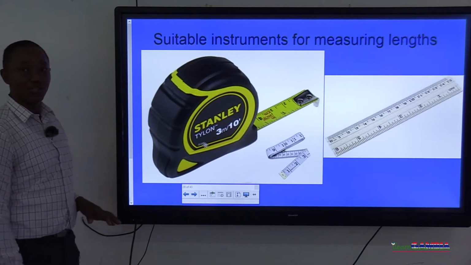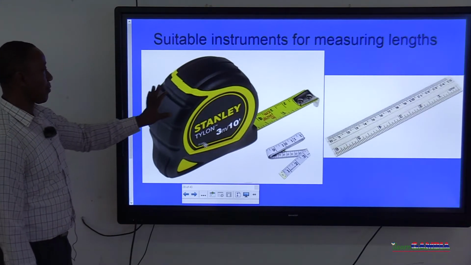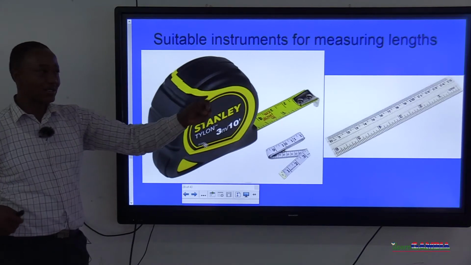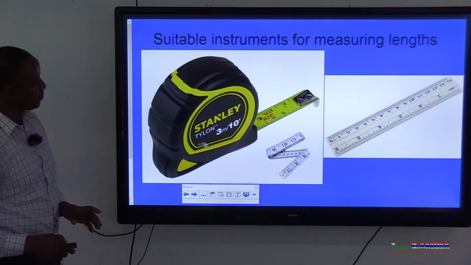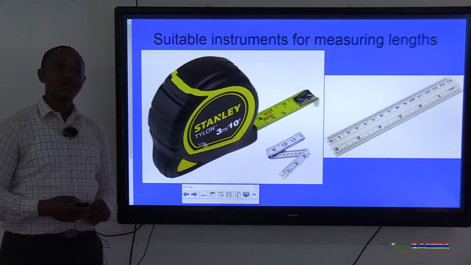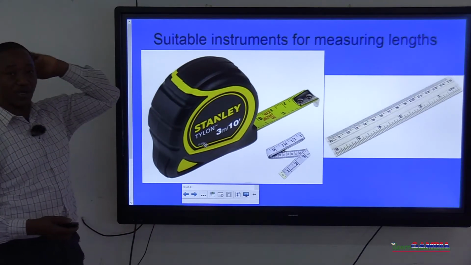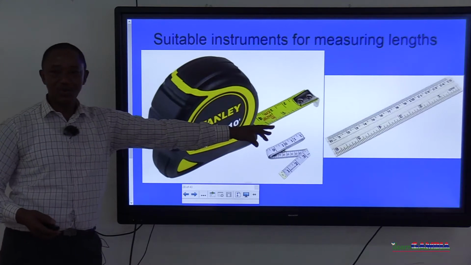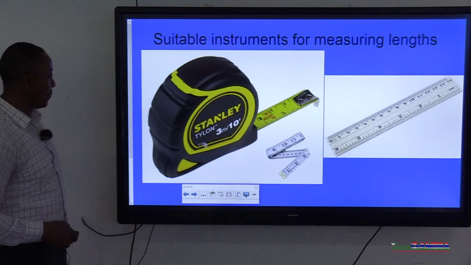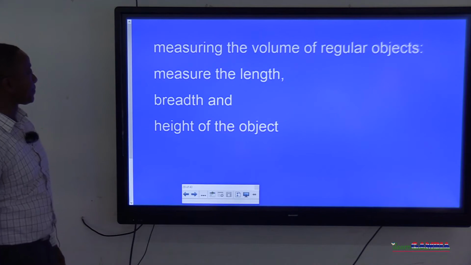So for measuring lengths and distances, we have this instrument. For longer distances, they have other equipment that they'll be using. For example, you want to know the distance from here, Serekunda, up to Banjul, you're not going to be using these small tools. There's another equipment they will be using for that one.